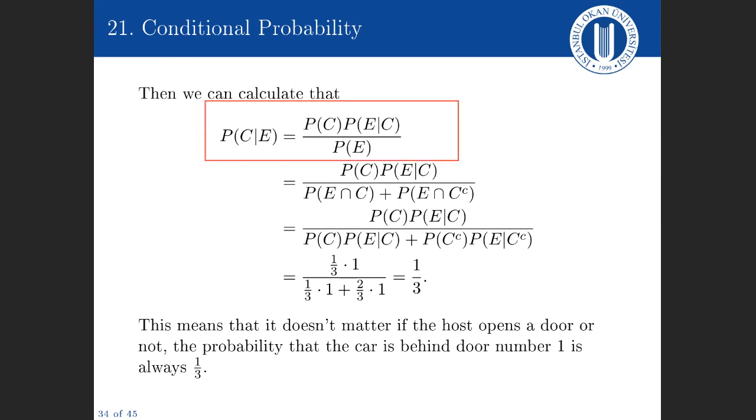The formula from the previous theorem: the probability of C given E is the probability of E given C, divided by the probability of E. I'm going to be a little bit quick here. I'm going to leave this for you to check later. You can check that as we go through this calculation, we get to 1/3. The probability that the car is behind door number one, given that the host opens a door with a goat, stays at 1/3. The host doesn't change anything when he opens a door. He doesn't change the probabilities.